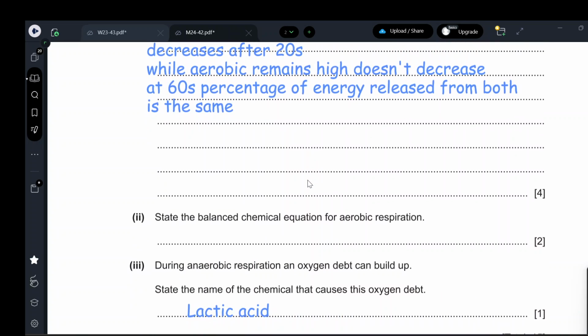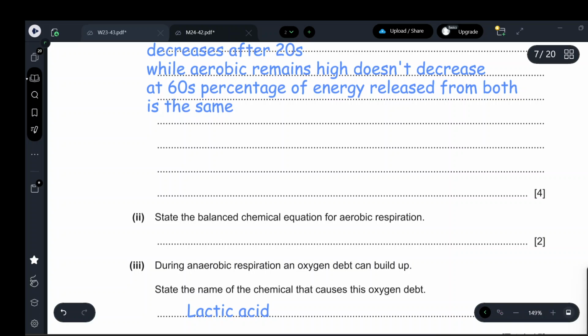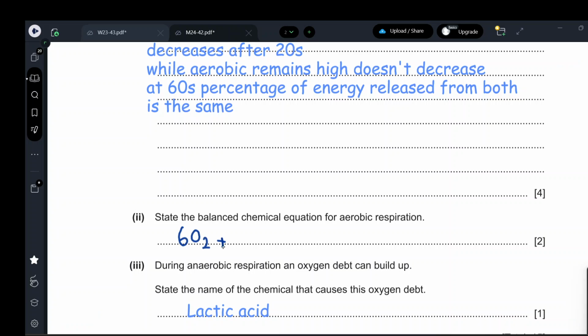State the balanced chemical equation. Please know the chemical equations for the aerobic respiration. It will be 6O2 plus C6H12O6. It will give me 6CO2 plus 6H2O.